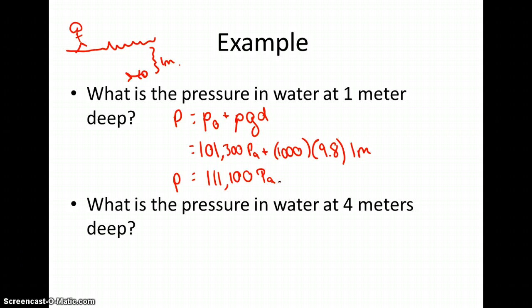And then I want to know, what is the pressure in water at 4 meters deep? I'm going to do the same thing. You already know that as you go deeper into a fluid, pressure increases, and so the number that I get here should be greater than what I found in this first problem because I'm going deeper into that fluid, okay?